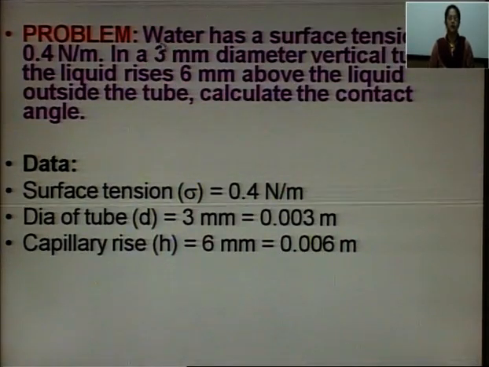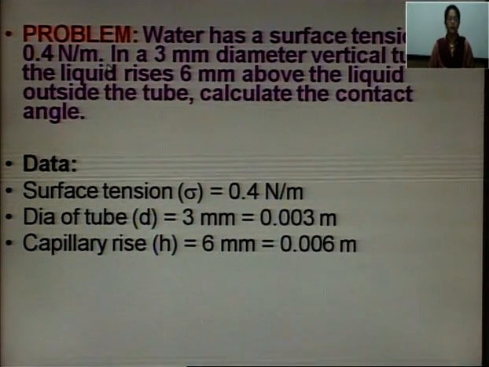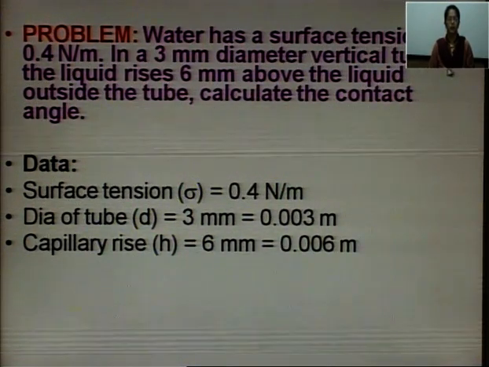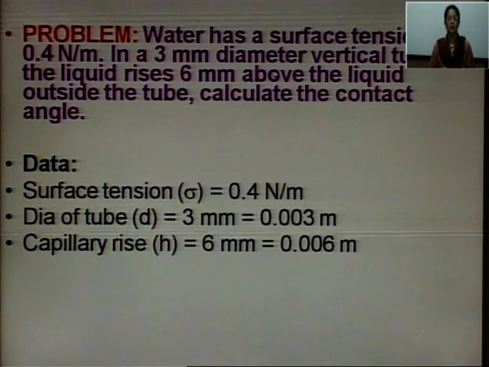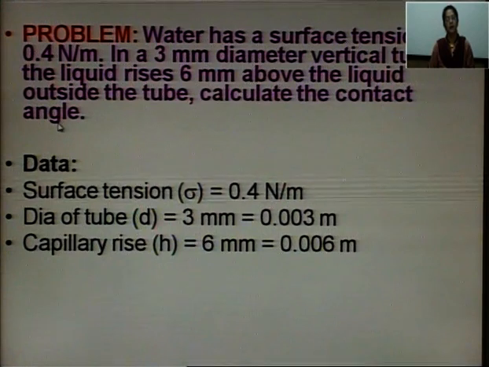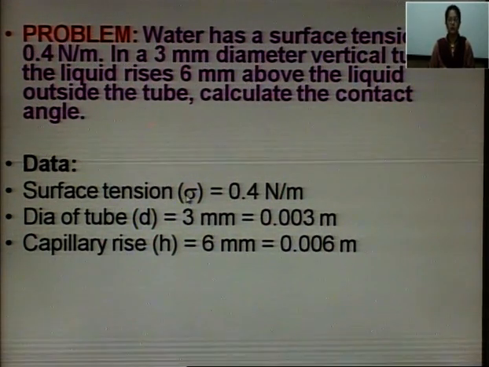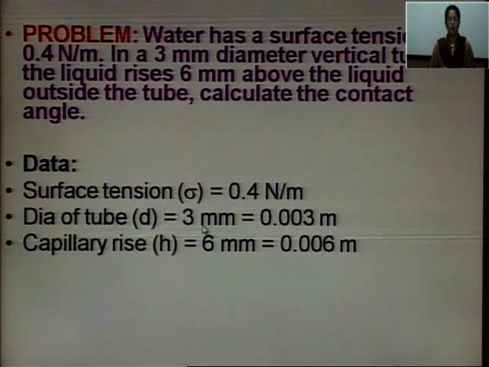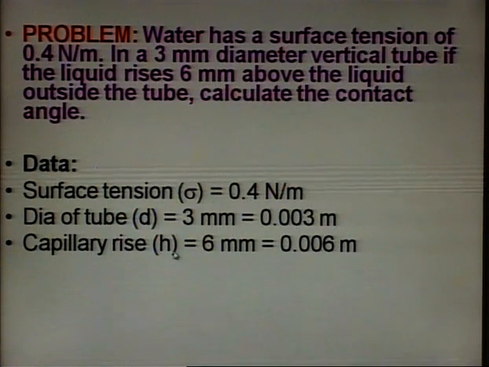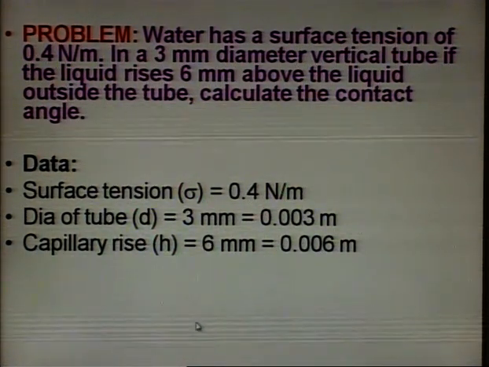Another problem. Water has a surface tension of 0.4 Newton upon meter. In a 3 mm diameter vertical tube, if the liquid rises 6 mm above the liquid outside the tube, calculate the contact angle. So here we have to find the contact angle. Given is surface tension sigma, diameter of the tube, and rise of the liquid, that is height. Capillary rise height h is given as 6 mm, that is 0.006 meter.